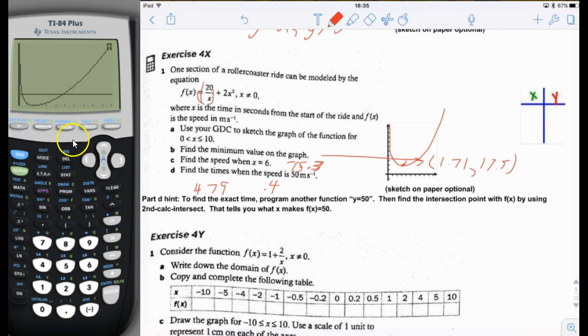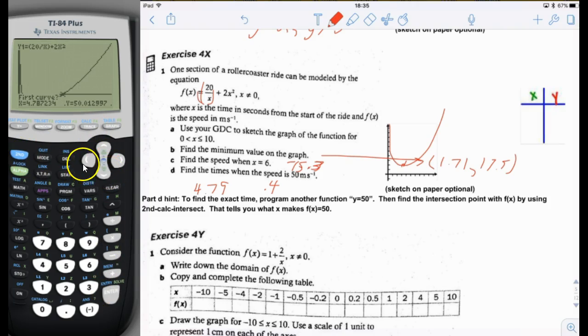How do we find the x value? We're going to do second calc intersect, because that's going to find us the coordinates for each one of those. So first curve, yes. Second curve, yes. And then first we're going to find this one. It's closer. And it gives us 4.79. Yeah, that's the first value we had anyway. Then we're going to do it again.